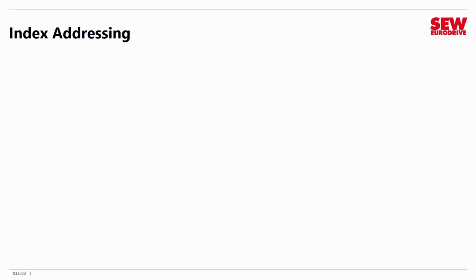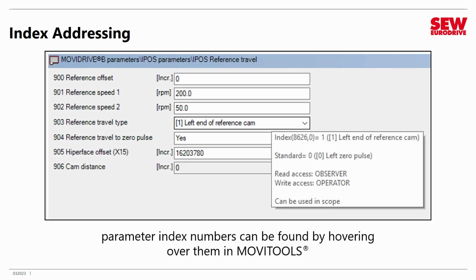Well, there's an easy way. You go into the parameter tree and you just hover over the parameter you care about. So for example, if you want to find out parameter 903's index, the reference travel type, hover over it. This little box pops up and look, there's the index number. 8,626, that's the index number right there. So use the hover function, write it down, use it in your program, you're good to go.